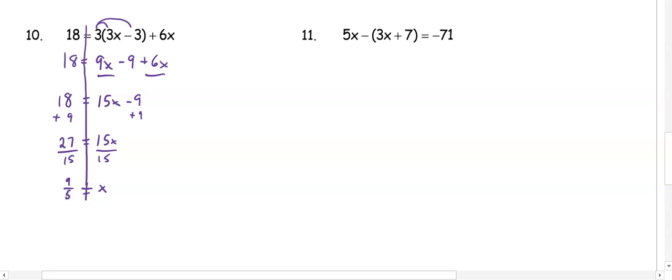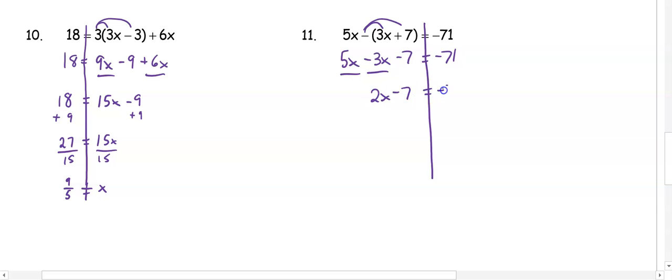In number 11, 5x minus parenthesis 3x plus 7 equals negative 71. So first we're going to distribute this negative sign. We have 5x minus 3x minus 7 equals negative 71. When we combine these x's, 5 minus 3 is 2x. 2x minus 7 equals negative 71. We can add 7 on both sides. So we get 2x equals 64. And when we divide by 2, x equals 32.